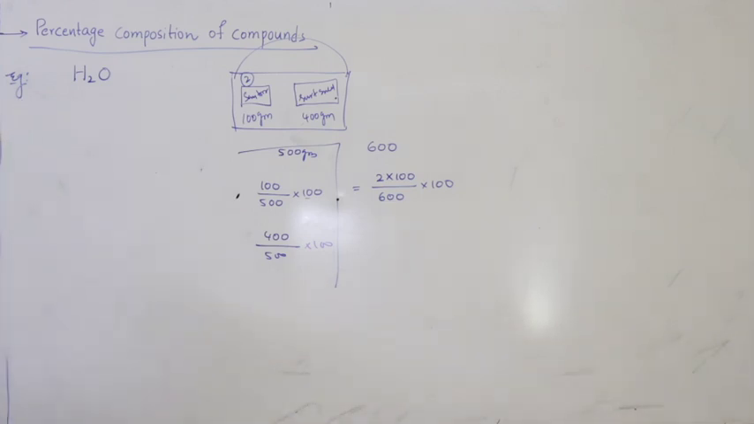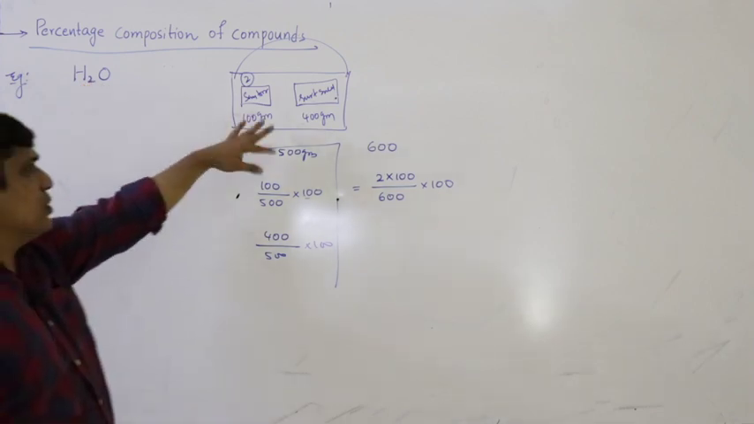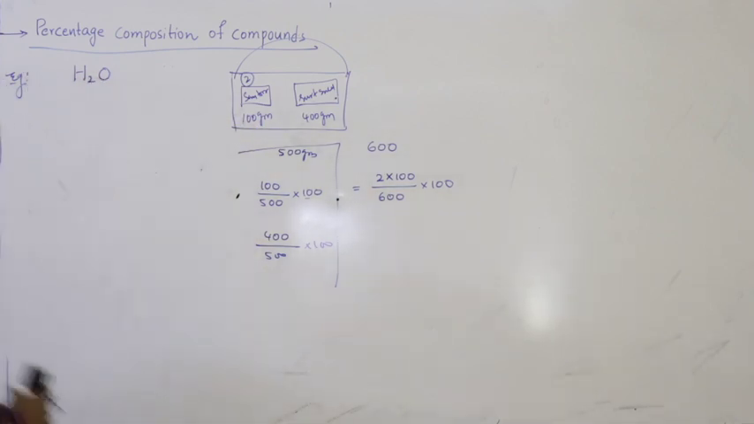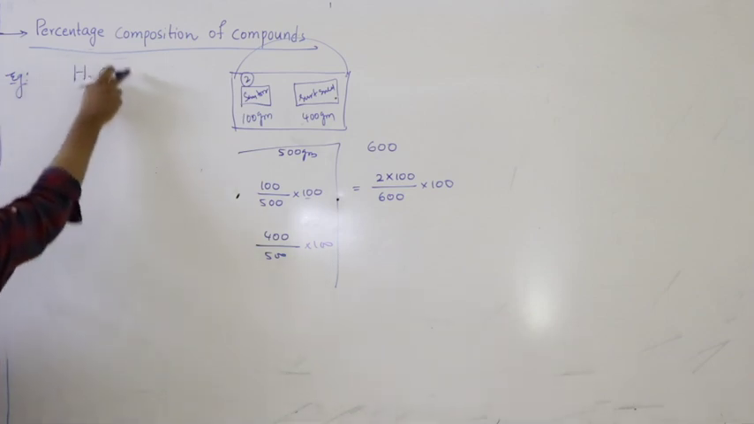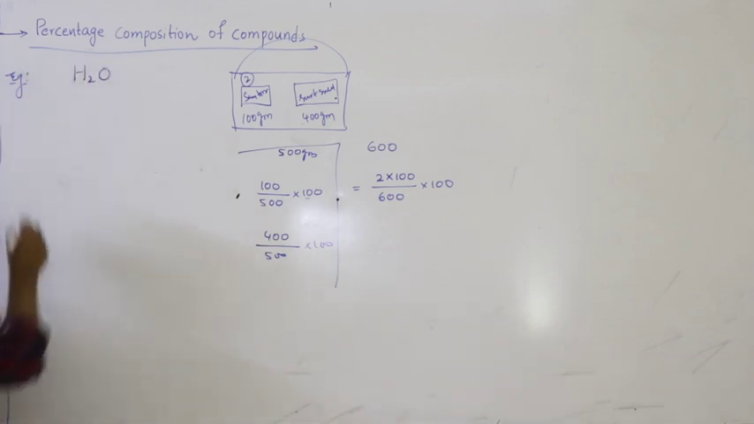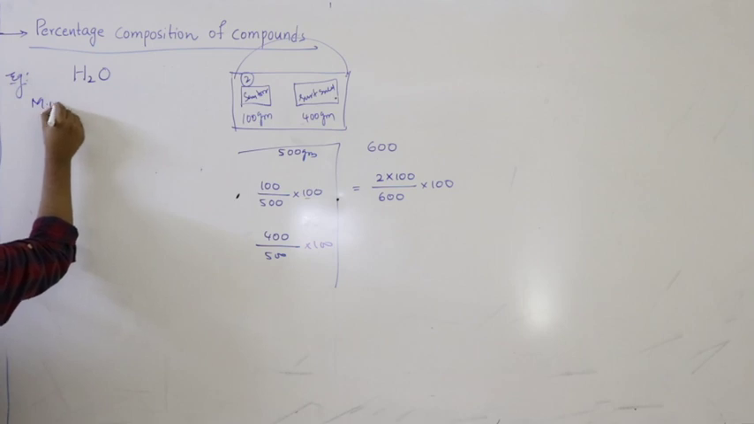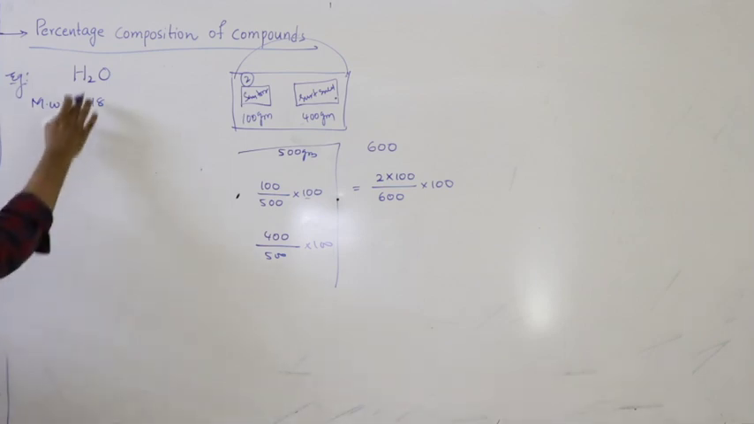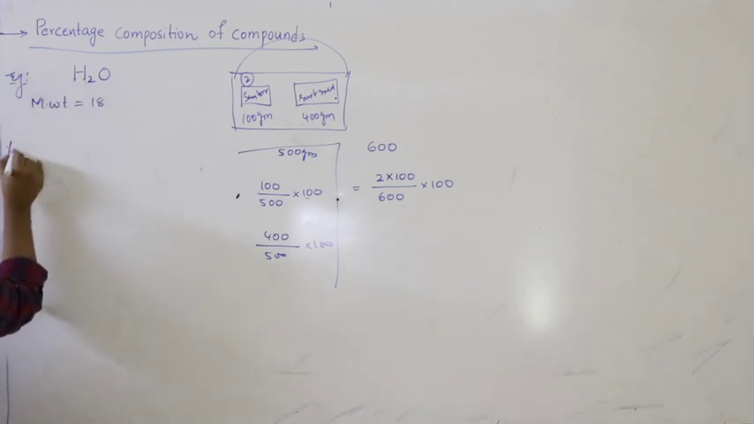In a similar way, a molecule has different atoms, like different soaps, different atoms. One is hydrogen and other is oxygen. What is the total mass of a molecule? Nothing but its molecular weight. What is the molecular weight of water? 18 grams. 2 into 1 plus 1 into 16, that is 18. So let us find the mass percentage.